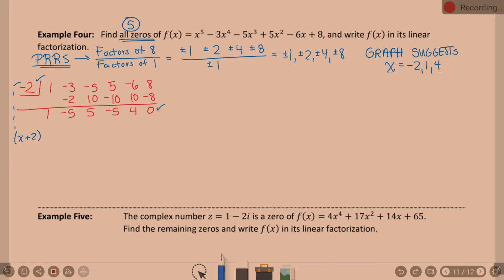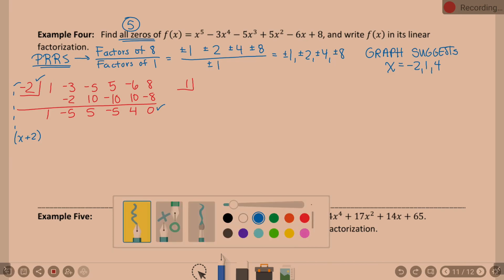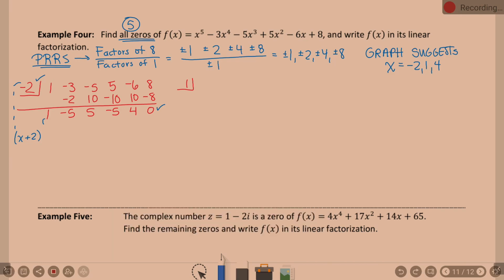Now, pick another zero to try. I'm not trying -1, I'm going to try 1. Now, before you start this, what's the catch? We have to use the 1, -5, 5, -5, and 4. We are trying to factor this down. If you keep going back to the original, you can't find your imaginaries at the end. So we're going to take our new row of values and use those.